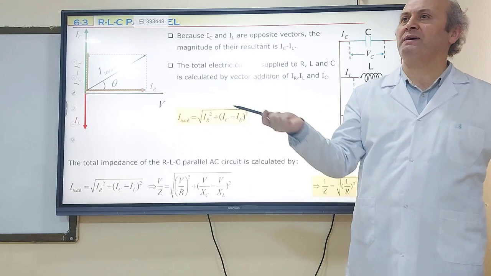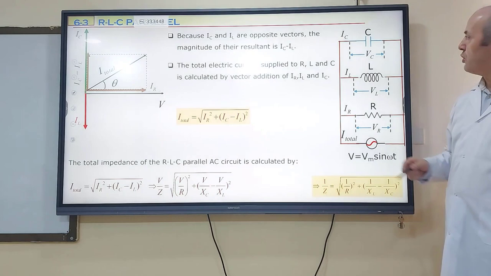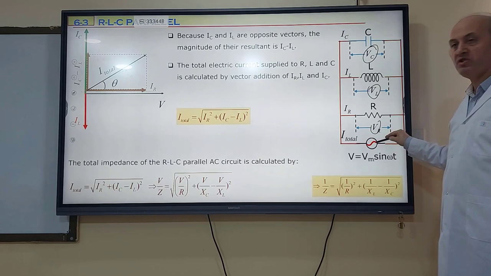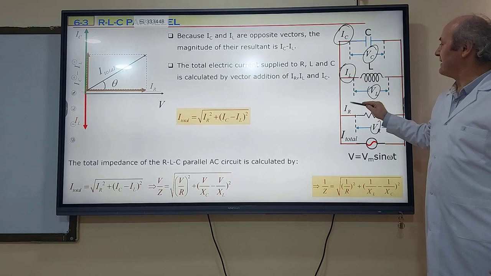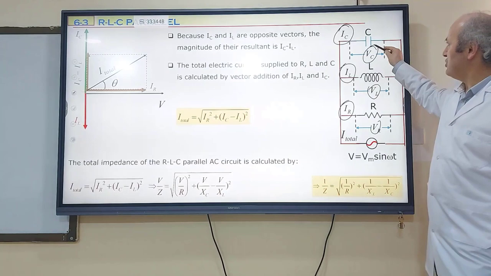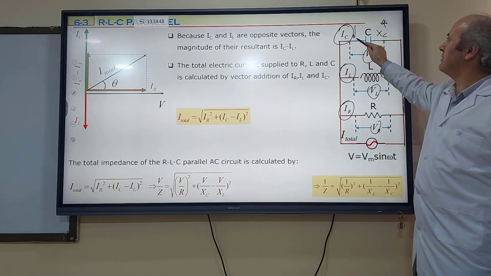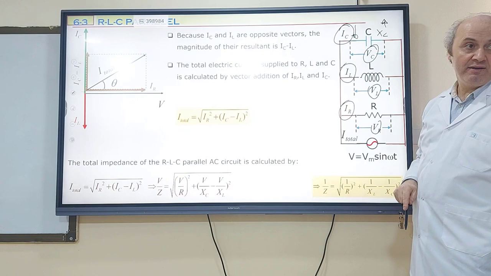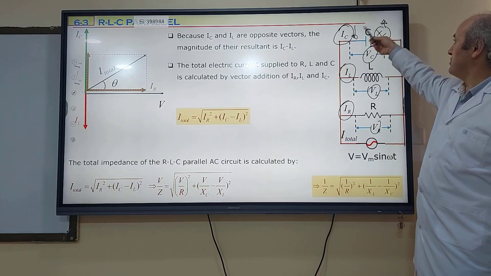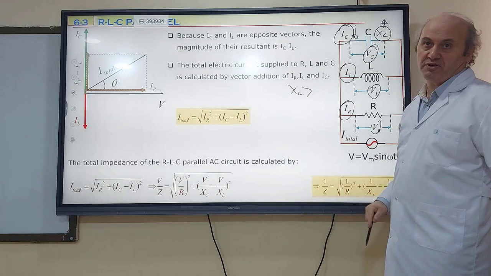In parallel connection, one thing we should know: VC, VL, VR, and V, the effective value of the generator, are the same. IC, IL, and IR could be different depending on, again, opposition. Opposition of the capacitor, that is XC. If big opposition, small current. Which one has big opposition? It will have small electric current. Say that XC is the greatest, and XL is smaller, the smallest in this string.